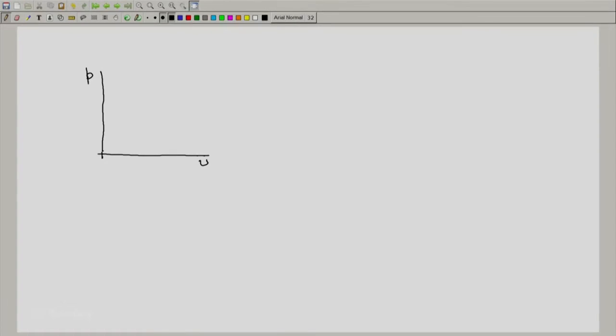a process which is quasi-static, and if it is depicted on the PV diagram like this, then this area represents the expansion work done by the system. Let us say this is the initial state, this is the final state.